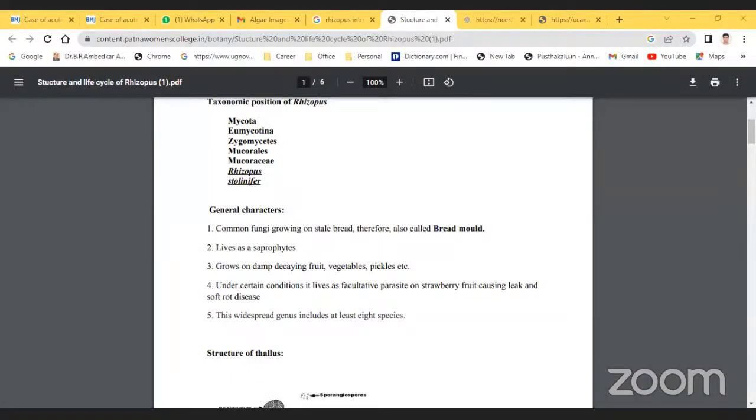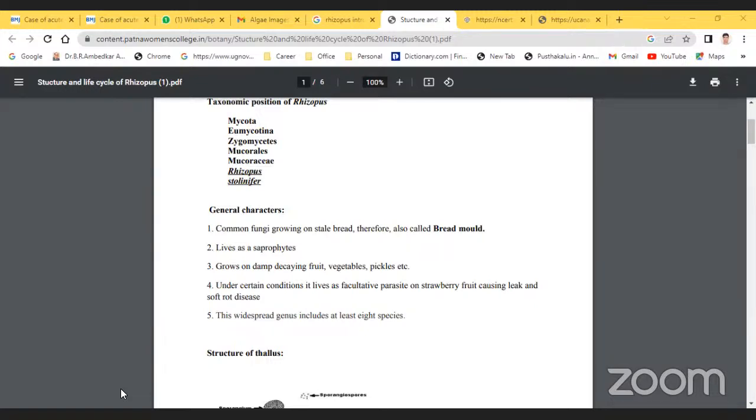So here, the Rhizopus general characteristic: this is a common bread mold appearing very easily on a moist piece of bread. Moist means wet. It is left at room temperature. It first appears as small white patches and covers the complete bread as white tufts. Rhizopus nigricans causes decay of sweet potatoes when stored. Rhizopus oryzae is used in industries for alcoholic fermentation.